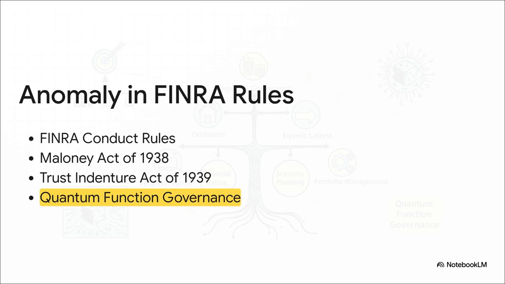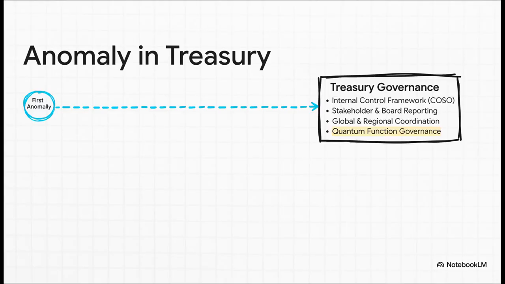Until you get to the very last entry, number 26. And it says, Quantum Function Governance. Wait, what? What on earth is that doing in a list of financial laws? Okay, so you just brush it off. Must be a typo. You move on.